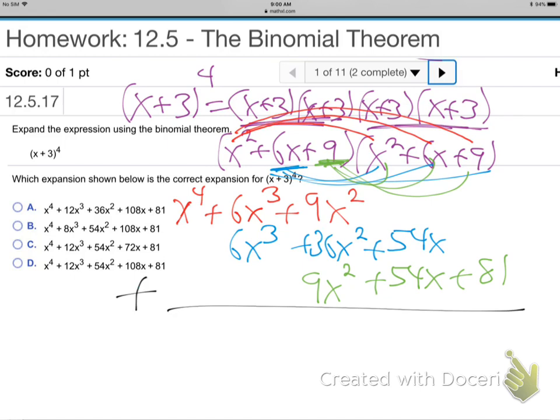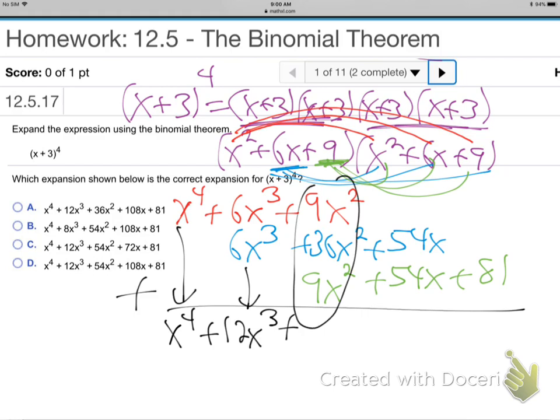Now, add them all up. So, x to the fourth, 6x cubed and 6x cubed is 12x cubed. This column is something big. 9 and 18 and 36, that's 54x squared. Then 54 and 54 is 108x, and 81. There we go. Which answer is that one? D. D it is. So we got the answer. That was just the old-fashioned way, doing it all by hand, which is okay for a fourth power.